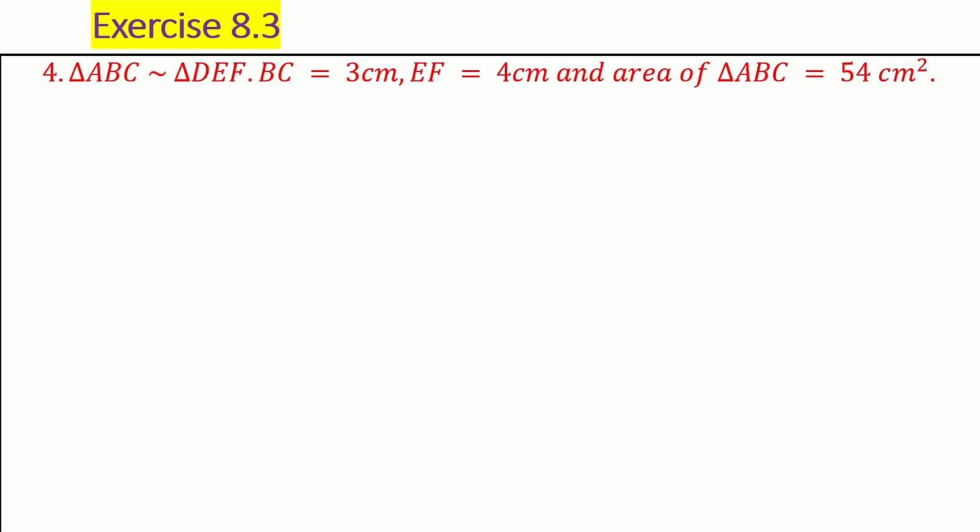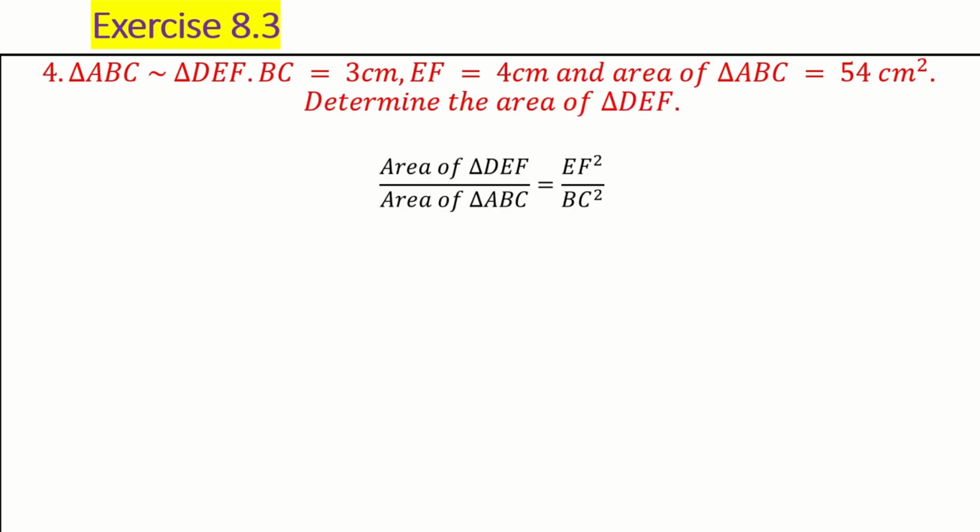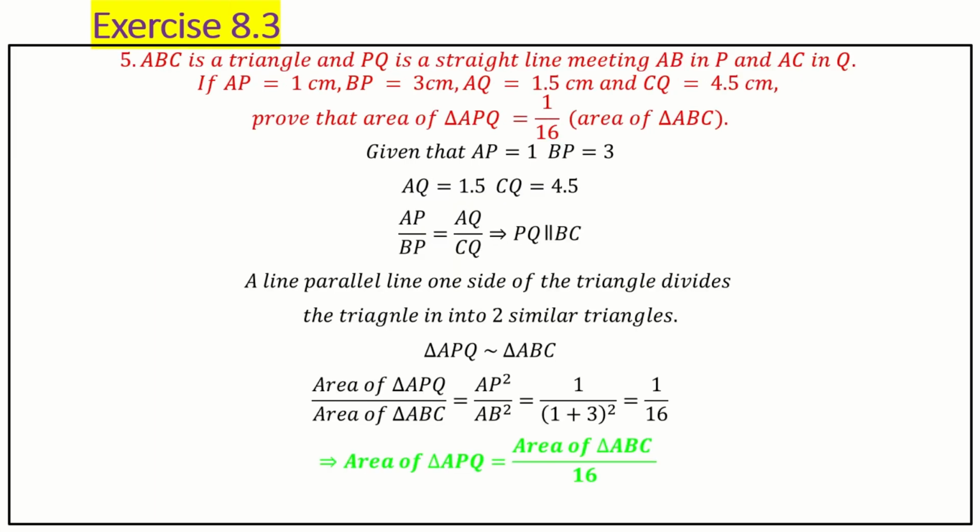Next, triangle ABC is similar to triangle DEF. BC equals 3, EF equals 4 centimeters, and area of ABC equals 54 centimeters. Determine the area of DF. This is a straightforward thing. Just substitute the values, you will get it.